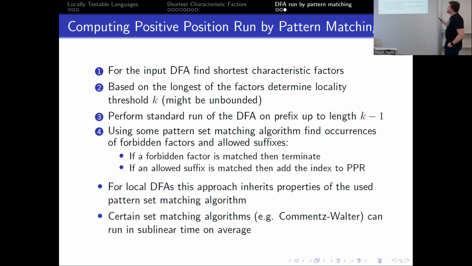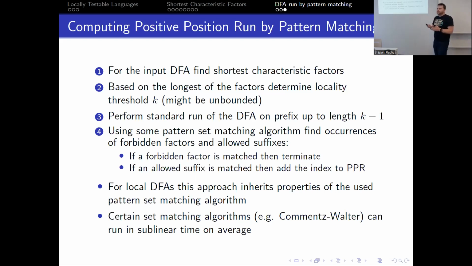Once we do that, we can use a pattern matching algorithm that matches a set of patterns. Inside that string, we are going to look for the forbidden factors and allowed suffixes. Whenever I find a forbidden factor, it means I can terminate at that point because the run of the automaton just failed. But if I find a match of an allowed suffix, then that means I reached a final state at that point, and I add the index of that occurrence to the positive position run set. And when the automaton is local, then this k is going to be bounded, and after that I will be able to apply the pattern matching.